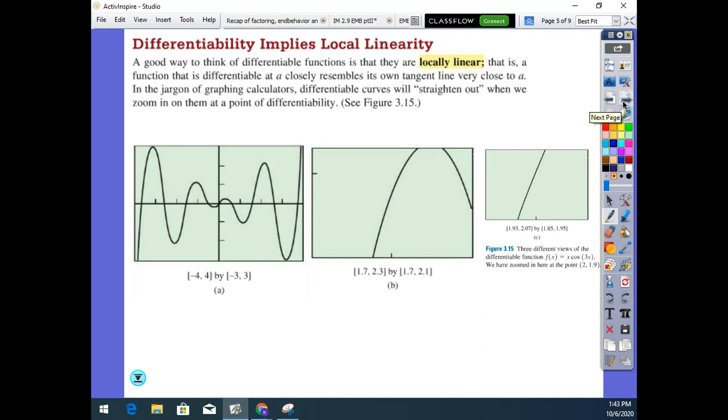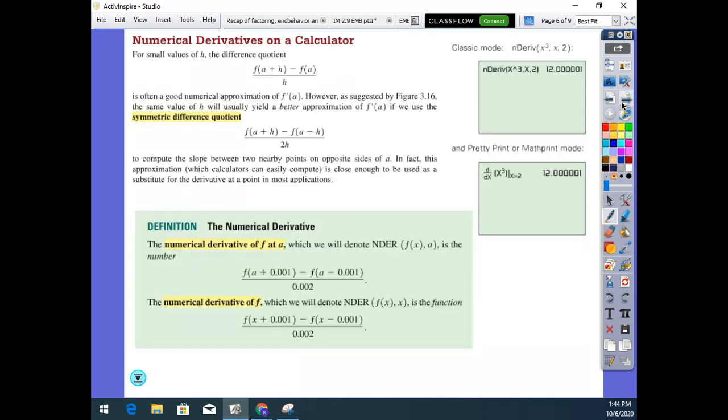Okay, so differentiable implies local linearity. Basically, it means if you would zoom in on any part of this curve, you would see a straight line. Think about the absolute value, a corner, you'd see a dot. You'd never see a straight line no matter how close you got to it at that point. We're just not even going to worry about any of this part.